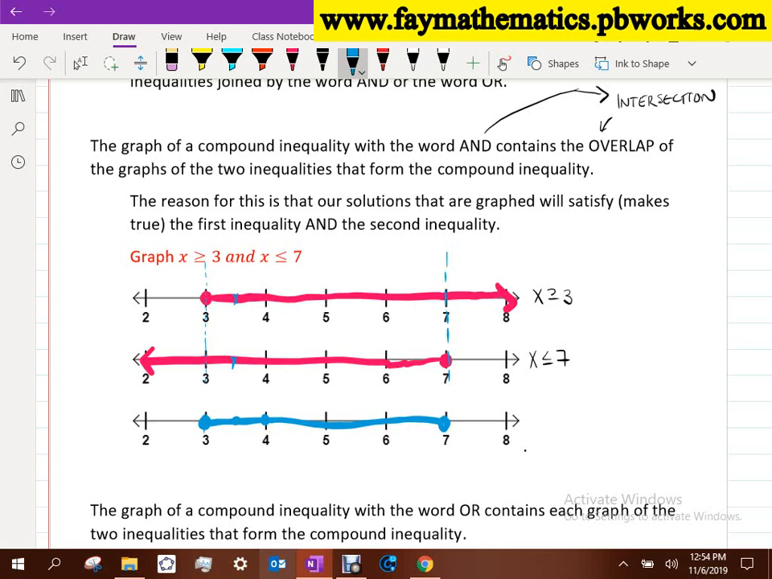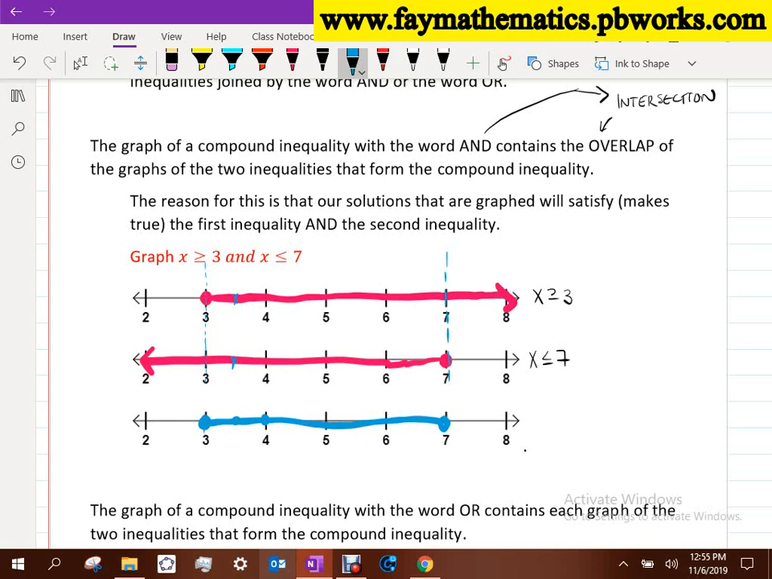You first told me 4, didn't you? Is 4 in there? Yeah. Is 5 in there? Yes. Is 6 in there? All those values satisfy that first one, x is greater than or equal to 3, and the one being less than or equal to 7. Now, does 8 work? No. 8 only works for this one here, right? 8 is bigger than or equal to 3, but it's not less than or equal to 7, so it should not be in my final answer. So we're looking for the overlap when we see the word and. Is that okay?